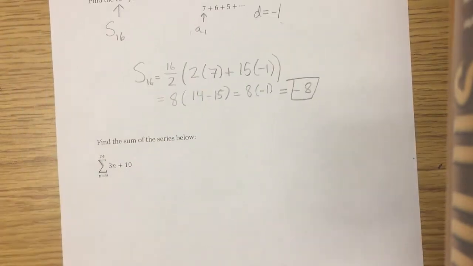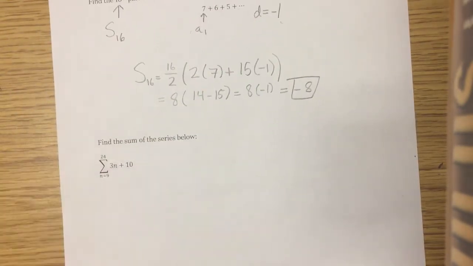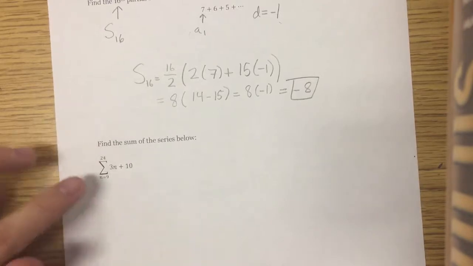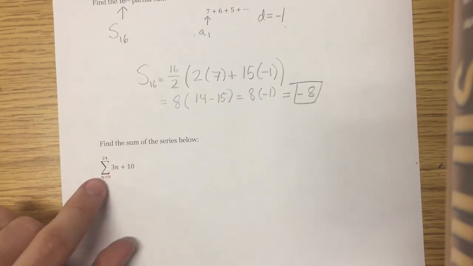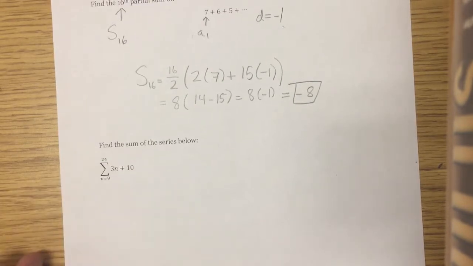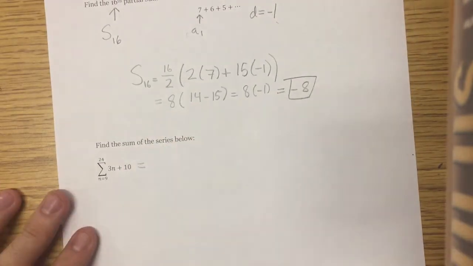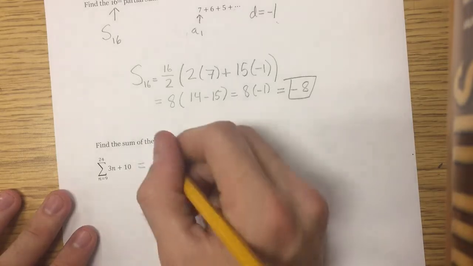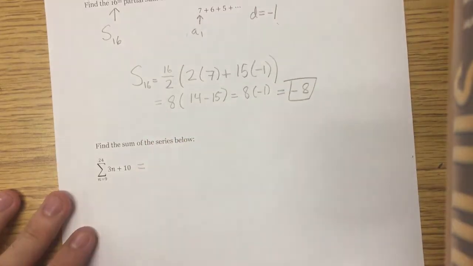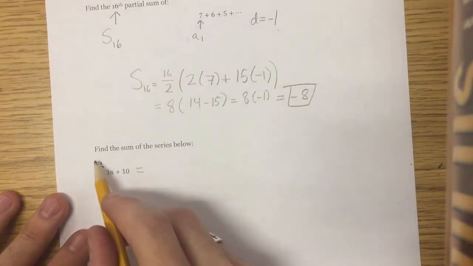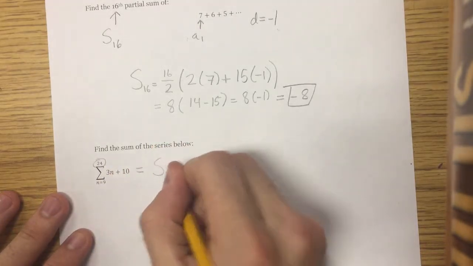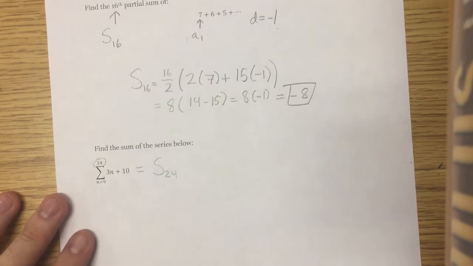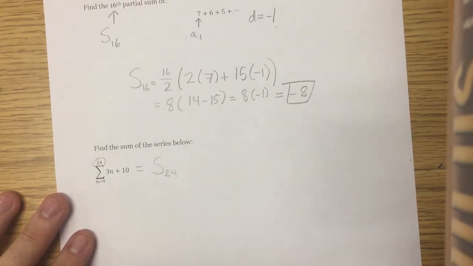So down here, we've also got a sum, but this is a little different because this tells us we're going to use this equation and we're going to start at 9 and go up to 24. So we did one like this in class. And what we do is we say, hey, I want the first 24 terms, right? I want a lot of that. So that's S24.